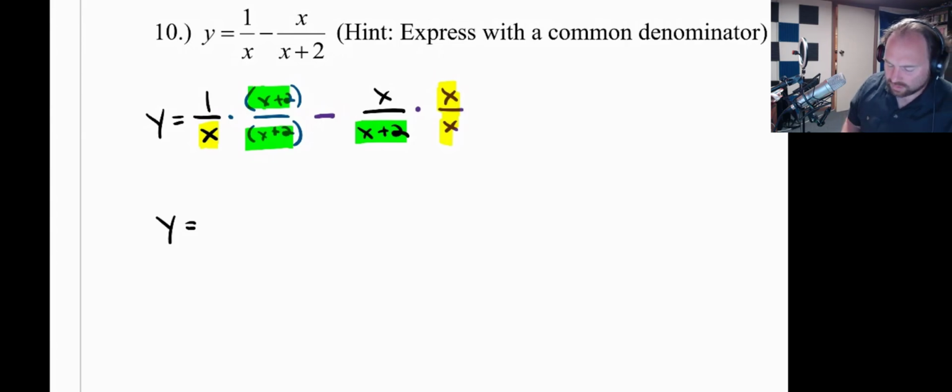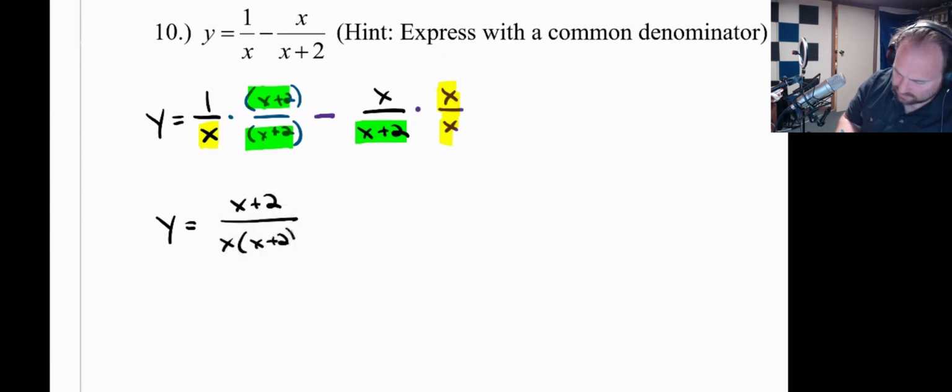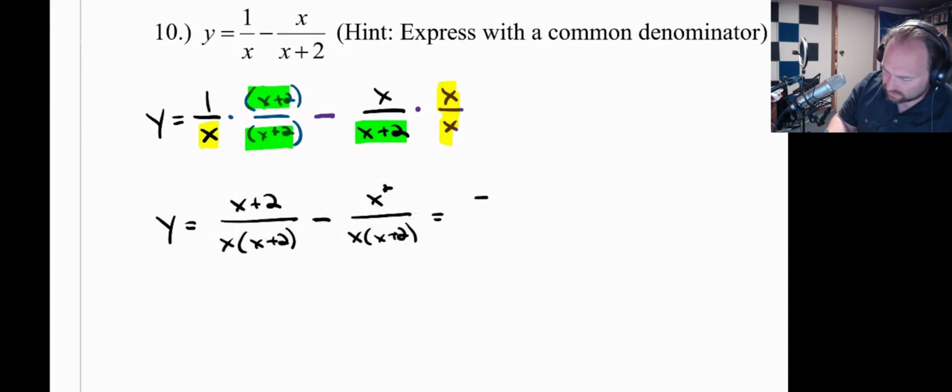analyzing the other ones. So the first term becomes x plus 2 over x times x plus 2. And the second term becomes x squared over x times x plus 2. And now we can add these things together. This is negative x squared plus x plus 2. I changed the order around a little bit.